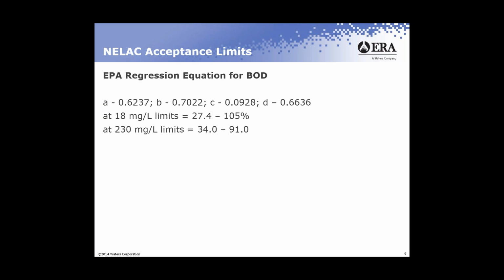For wastewater analyses, which BOD is part of, the acceptance limits are going to be plus or minus 3 times a standard deviation around the expected recovery, which is what we call a 99% confidence interval. What that doesn't mean is that 99% of you will pass. What it means is that of the data used to generate these regression equations, 99% fits into this criteria.